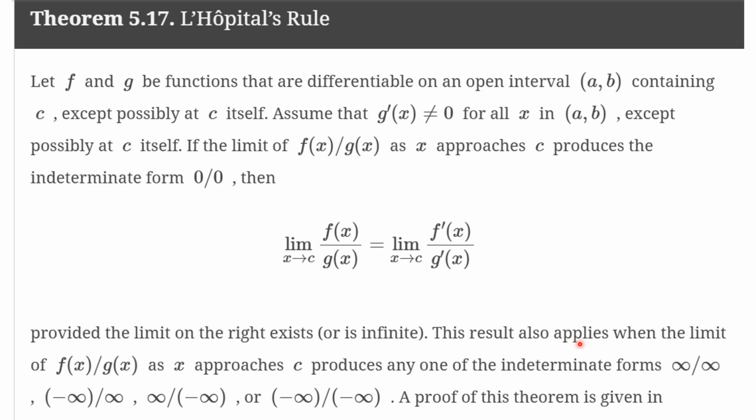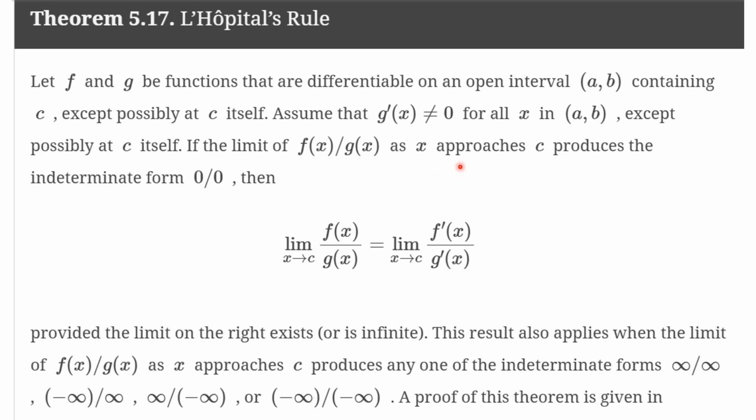This result also applies when the limit of f of x over g of x gives infinity over infinity instead of 0 over 0, or minus infinity over infinity, or any such case. So this can work in case we find 0 over 0 or infinity over infinity, or any of these indeterminate values.